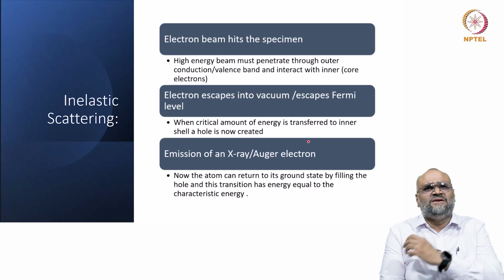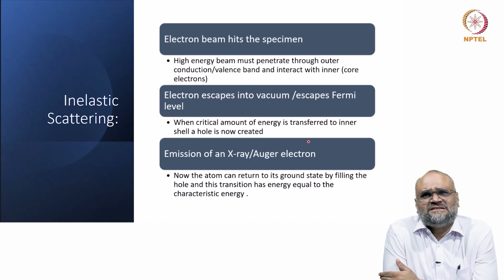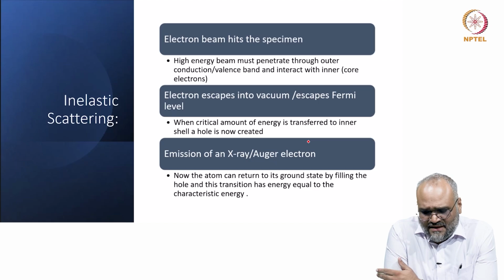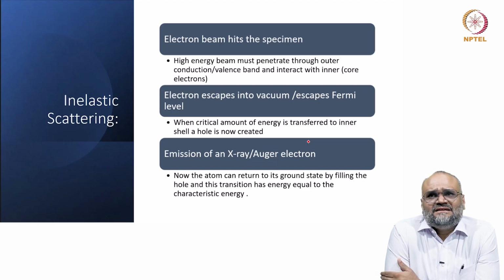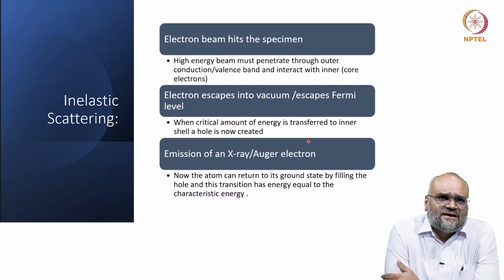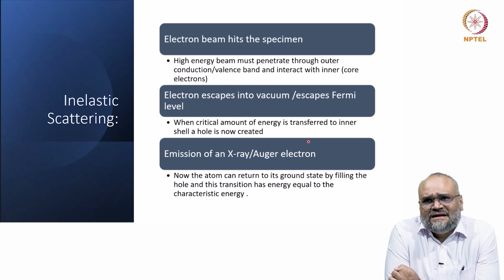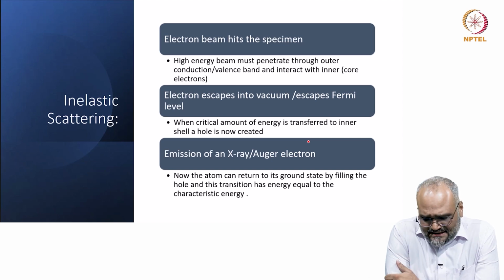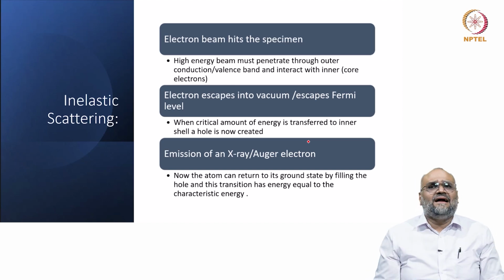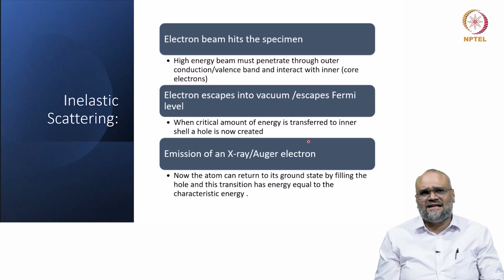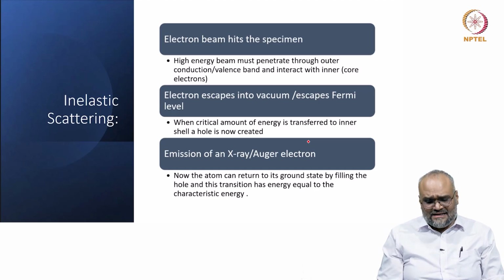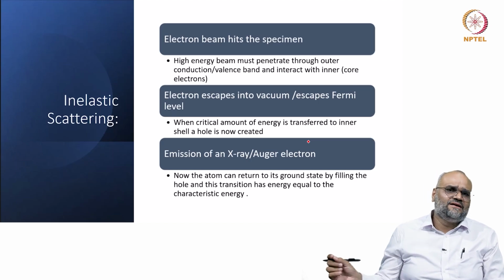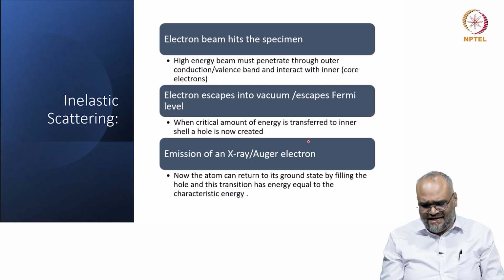When the electron beam hits the specimen, the high energy electron beam must penetrate through the conduction and the valence bands of the specimen, and it interacts with the core electrons. And when a critical amount of energy is transferred to the inner shell, you create a kind of a hole, and there is also the generation of secondary electrons during this process. And as a consequence of this creation of holes, you can have intra-band transitions, and as a consequence of this, you can have emission of a characteristic X-ray or an Auger electron.